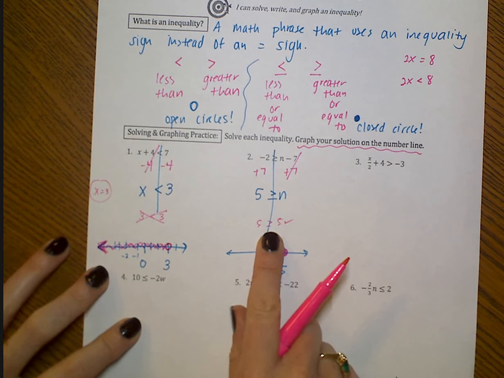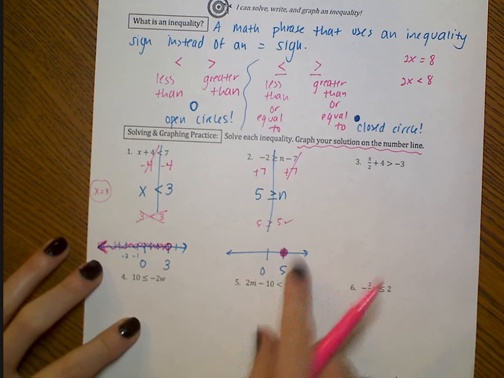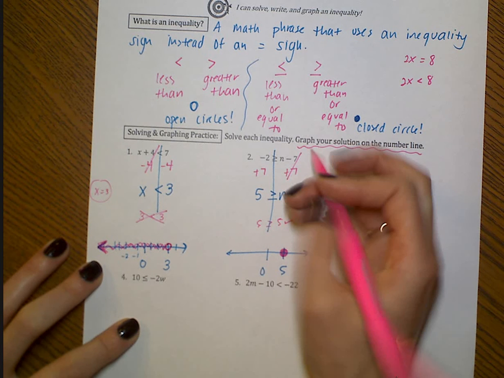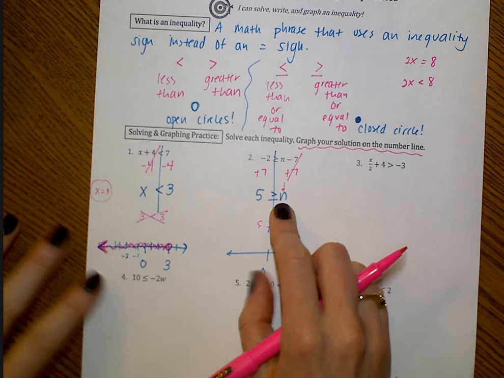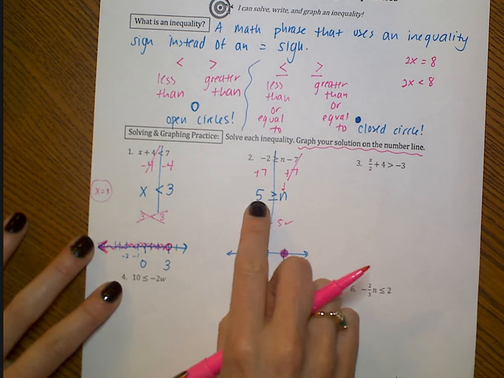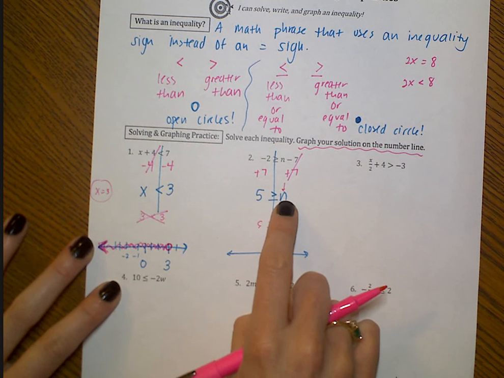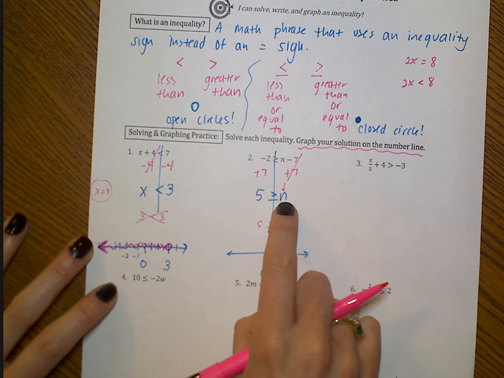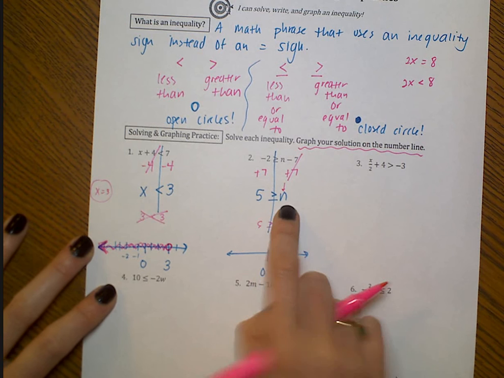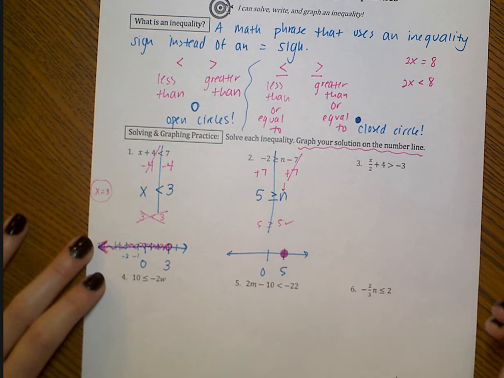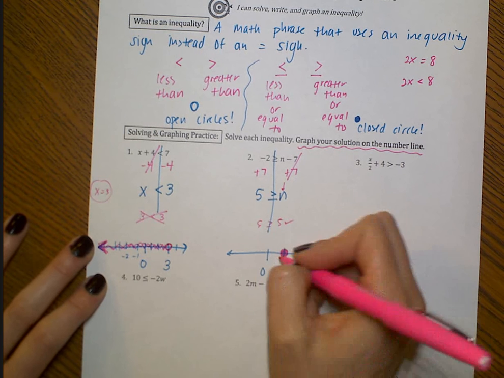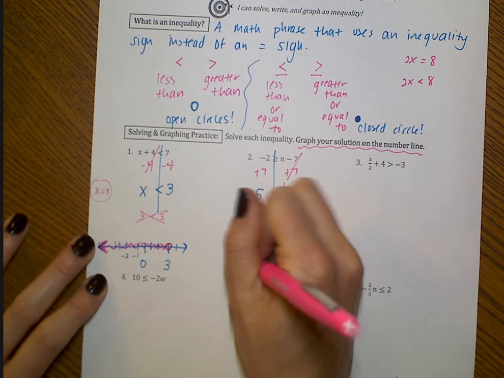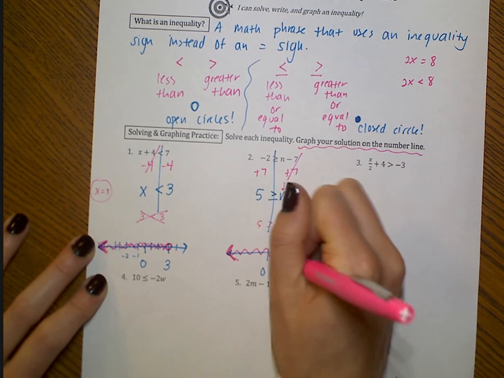Now, here's what we want to do for the shading part. I need to figure out what numbers I can put right here that are going to make this true. So the mouth opens towards the bigger one, so 5. Numbers that are smaller than 5 make this work. So 4, 3, 2, 1, negative 30, whatever. Numbers smaller than 5. Now you want to show that down here. So numbers smaller than 5 are to the left. So I want to shade to the left.